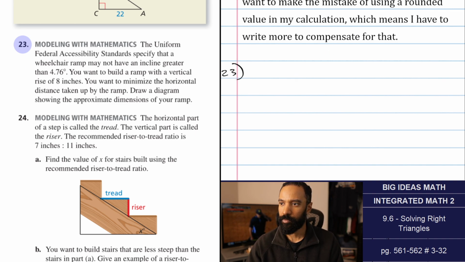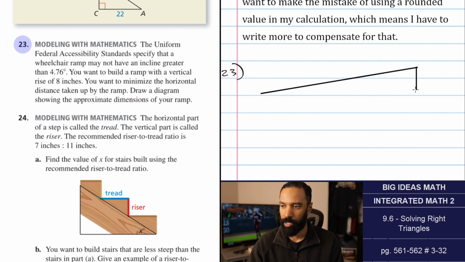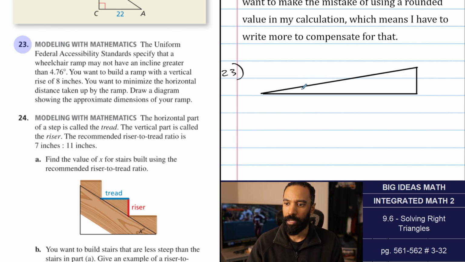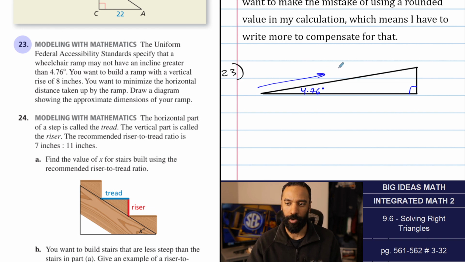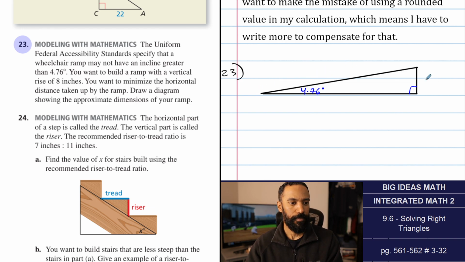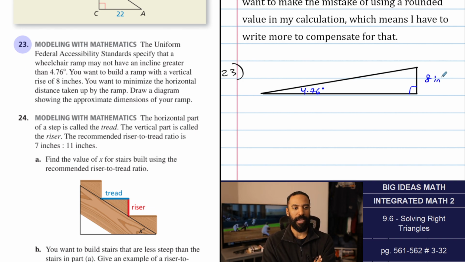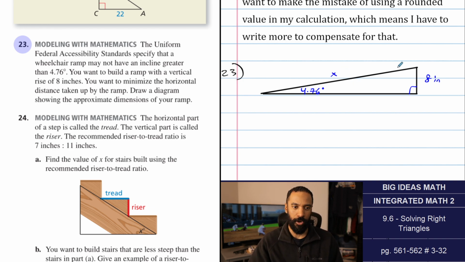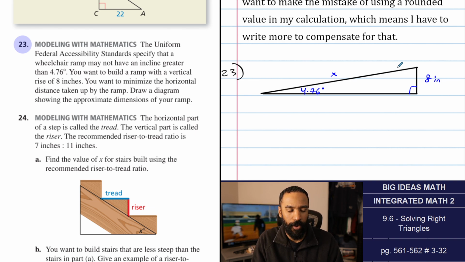All right. Let's kind of use more of the line tool this time. So I have a wheelchair ramp. I'm not going to draw a wheelchair, but a wheelchair ramp here. That looks like a pretty hefty incline already. But 4.76 degrees is what I want to diagram there. There's a right angle. But here's the idea of the ramp going up, right? Or going down. That's the ramp itself. Here's the vertical rise of 8 inches. It says you want to minimize the horizontal distance taken up. So this is the distance. This is the unknown.